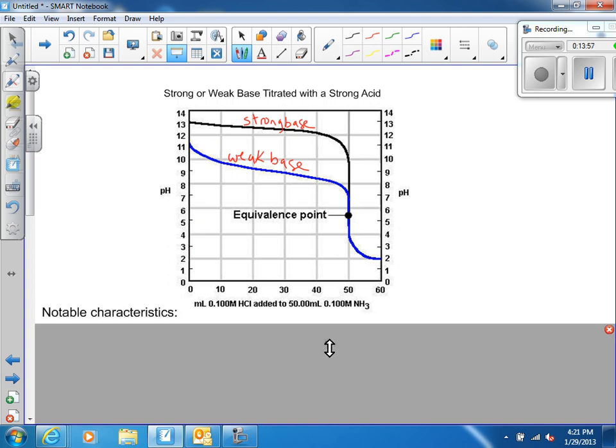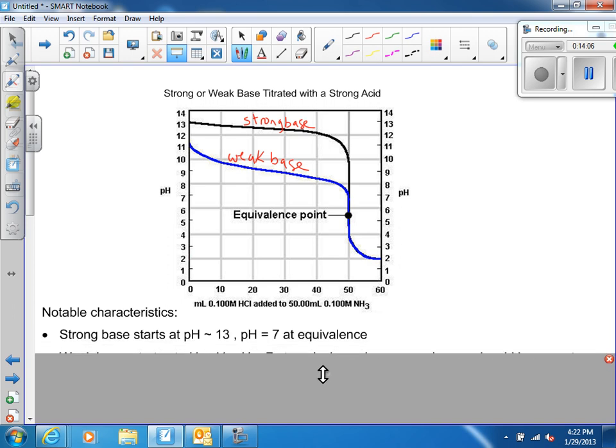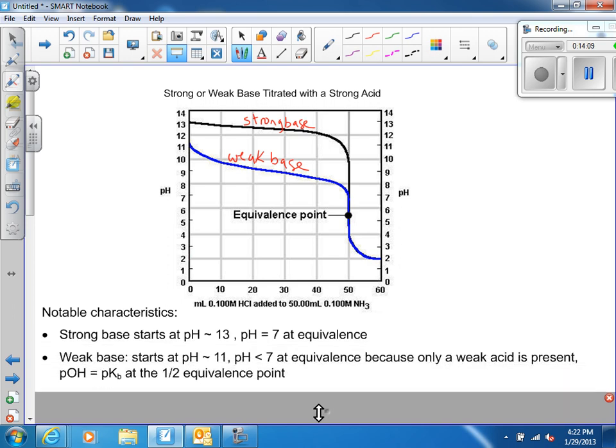Okay. So the curve is like a reverse, upside down titration curve of the acid being titrated with the base. Okay, some notable characteristics. The strong base, notice we start up at 13 because it's a strong base. The weak base starts at around 11. We have this concavity difference. The weak one starts concave up, goes concave down. The strong is just concave down all the way up to the equivalence point.